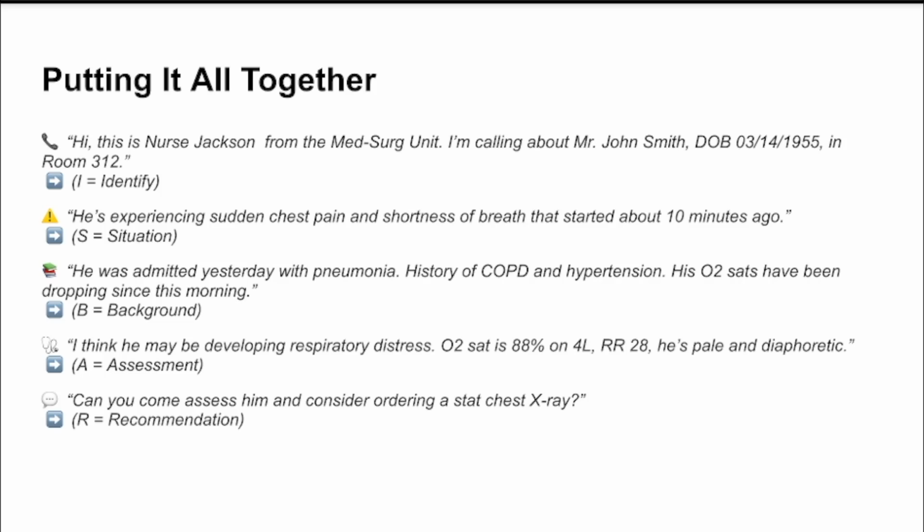I think he may be developing respiratory distress. O2 sat is 88% on 4L, respiratory rate 28, he's pale and diaphoretic. Can you come assess him and consider ordering a stat chest x-ray? All right, that's our SBAR. We went through the steps individually, and this is what it looks like when we put it all together.